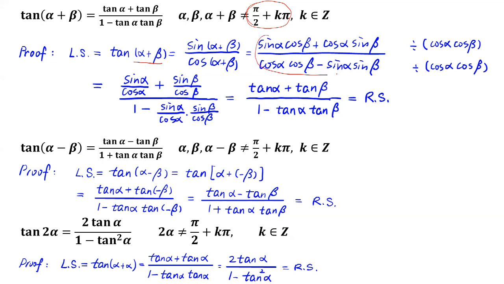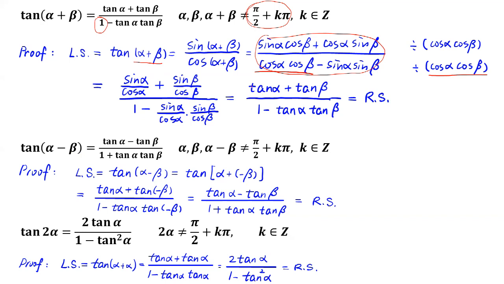And by observation here, if we want a 1 here in the left corner, we need to divide both the numerator and denominator by cosine alpha and cosine beta, right? And in this way, the expression becomes sine alpha over cosine alpha plus sine beta over cosine beta, and then 1 minus sine alpha over cosine alpha times sine beta over cosine beta, right?